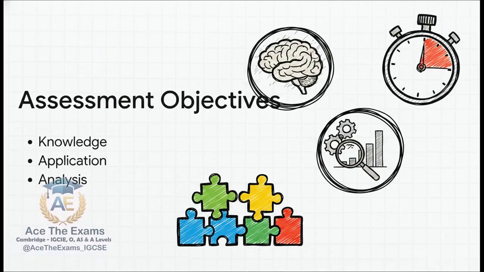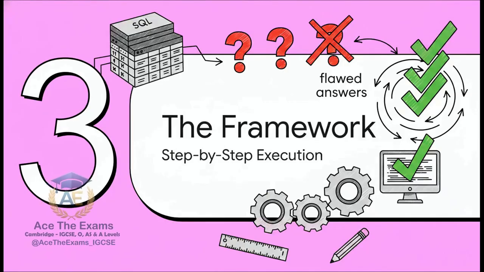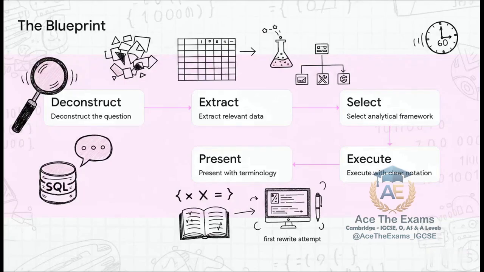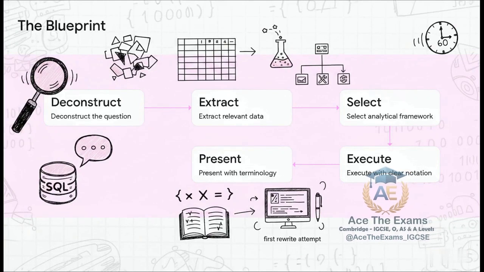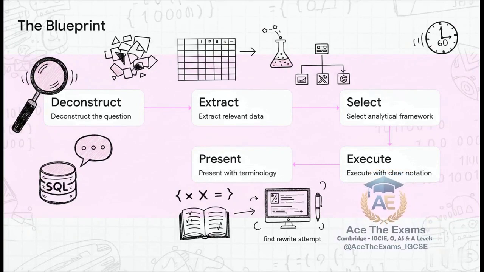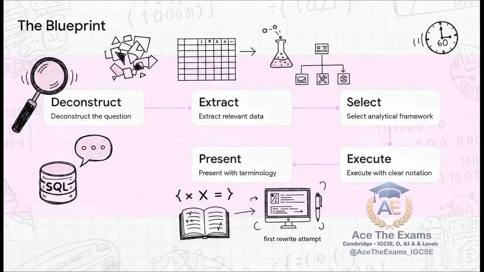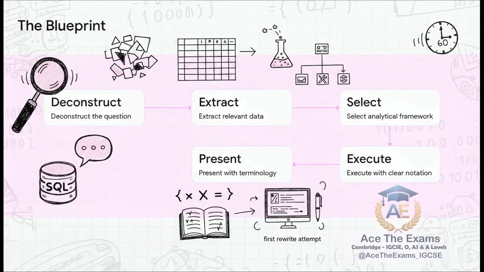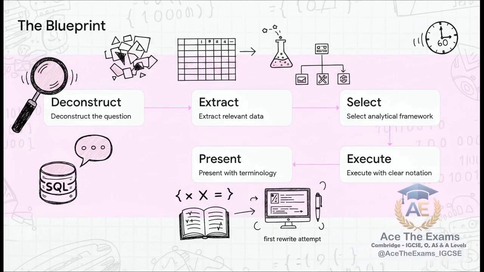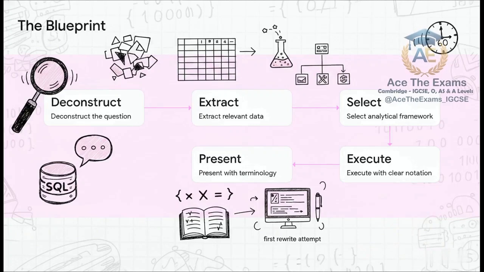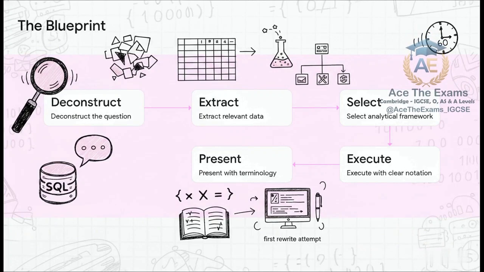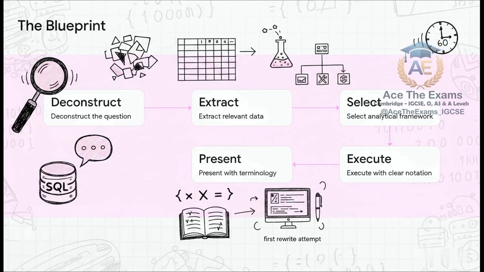Okay, let's keep moving. Section 3. The procedural framework. This is your step-by-step execution plan. All right, here is your computer science success blueprint. Think of this as your survival guide. Step 1. Deconstruct the question. Decode those command words. Step 2. Extract the relevant data from the scenario. Step 3. Select your analytical framework, like PEL. Step 4. Execute your answer with crystal clear notation. And Step 5. Present it all with the absolute correct terminology.